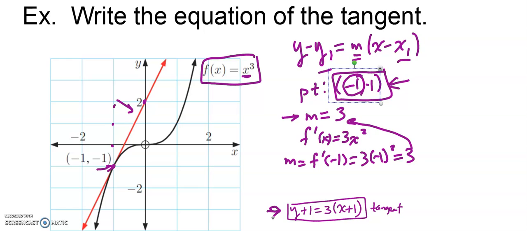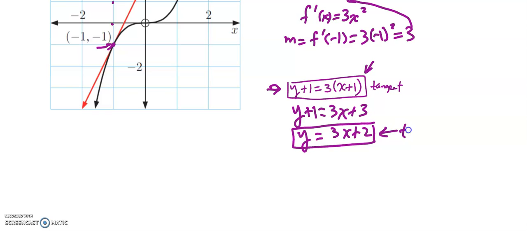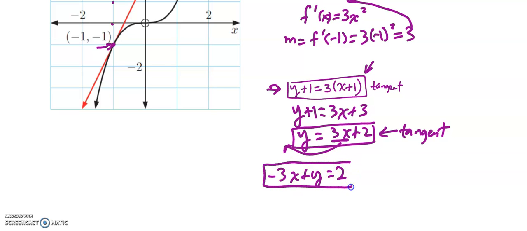Now, this equation was in point-slope form. It's the easiest because there's not much math once you know your point and your slope. So what if I wanted to rearrange this into a different form? Say, slope-intercept form, couldn't I first distribute the 3, then subtract the 1 across, and this would be the same tangent line, just in a different form, called slope-intercept form. And then lastly, if I wanted standard form, I could subtract the 3x to the left side and get -3x plus y equals 2. Now this is my equation in standard form, but it's still the same tangent line, okay?